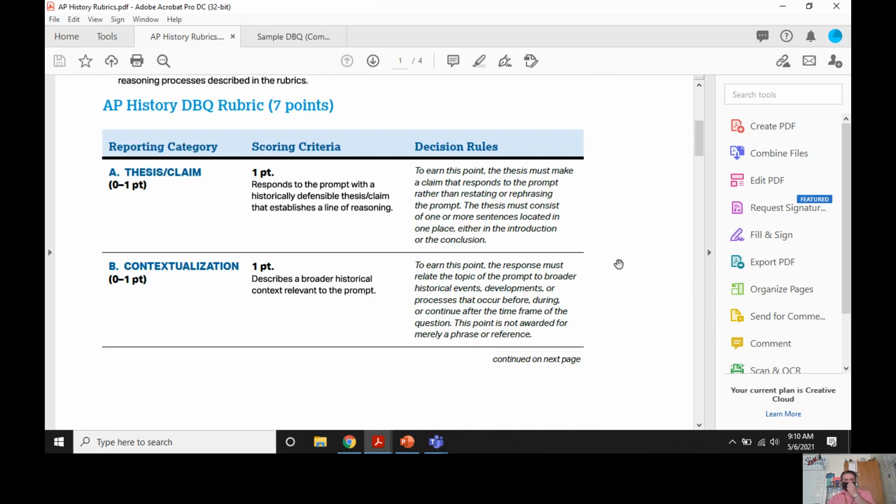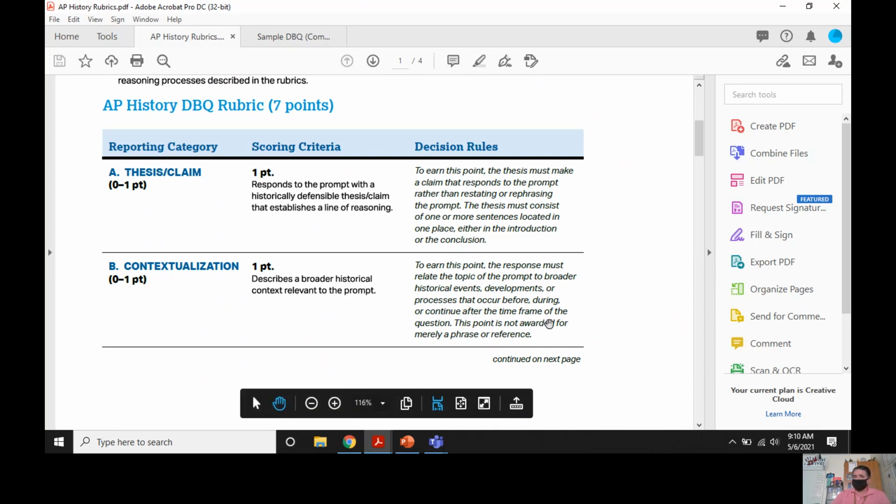DBQ is very similar in structure to the LEQ, at least as far as the rubric is concerned. The biggest difference is obviously you have documents to contend with, but also instead of 6 possible points, you have 7. Again, the DBQ is more valuable than the LEQ on the AP exam. So you really want to focus on this first. You want to devote most of your allotted time, I think it's an hour and 40 minutes, to really working on this.